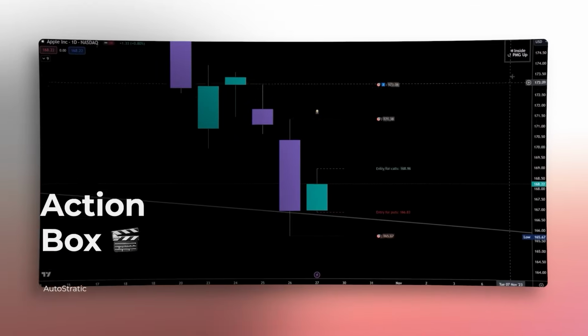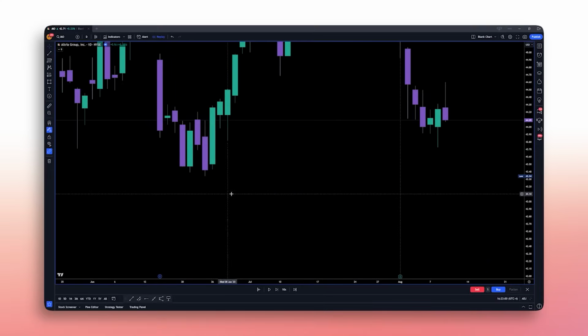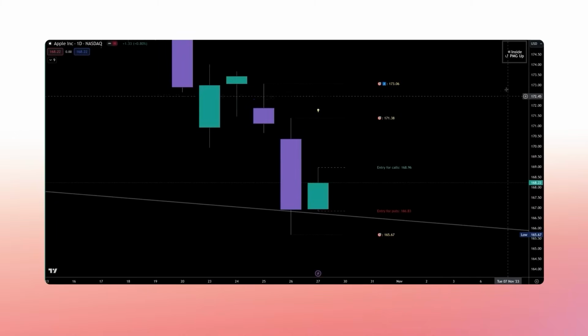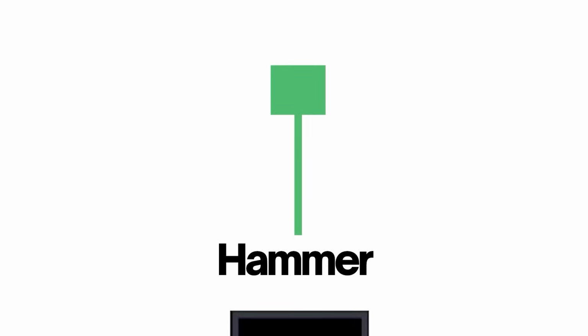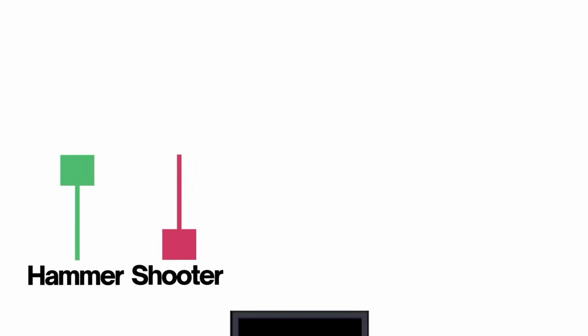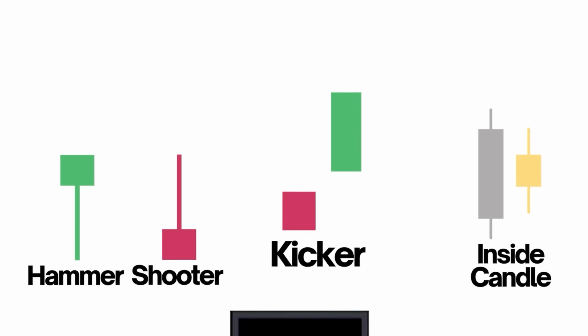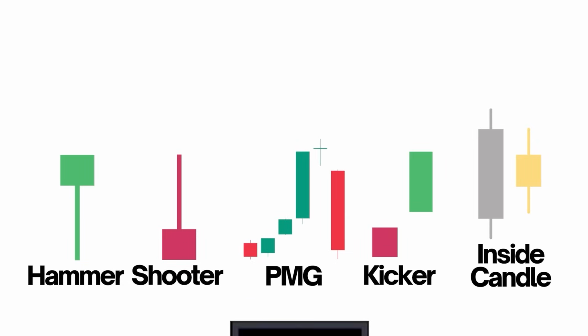The action box is an area that displays actionable signals. Actionable signals are characteristics of the chart in the form of candlesticks, patterns, or setups that indicate an action can be taken. These are what help us determine if a ticker is tradable or not. The box will display if the current chart has a hammer, shooter, inside candle, kicking pattern, or a PMG. This will help you make sense of what you're seeing on the chart and help you know how many variables are in favor or against a trade.